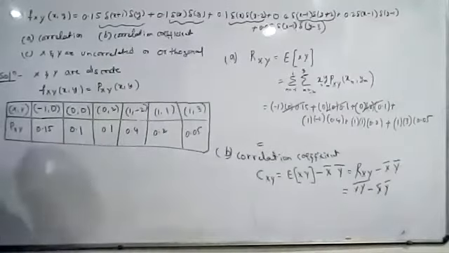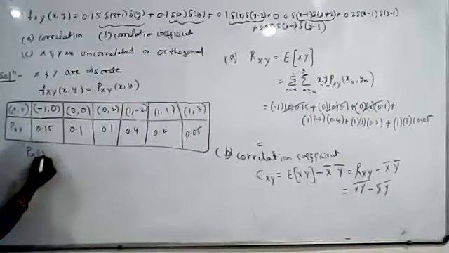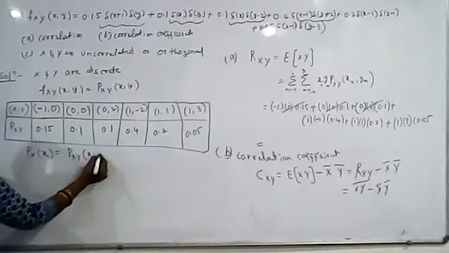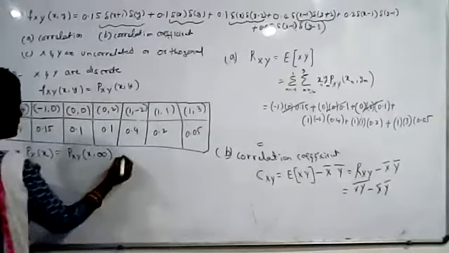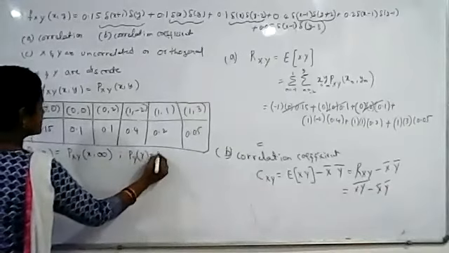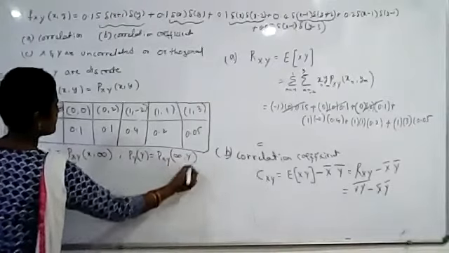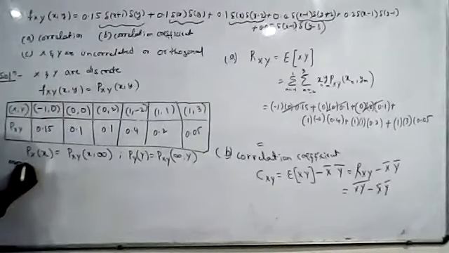Okay. For this, we have to find X bar and Y bar. To find X bar and Y bar, we require P_X(x). How do you find P_X(x)? By substituting y equal to infinity, we get P_X(x). Similarly, by substituting x equal to infinity, we get P_Y(y). Those are the marginal probability mass functions.